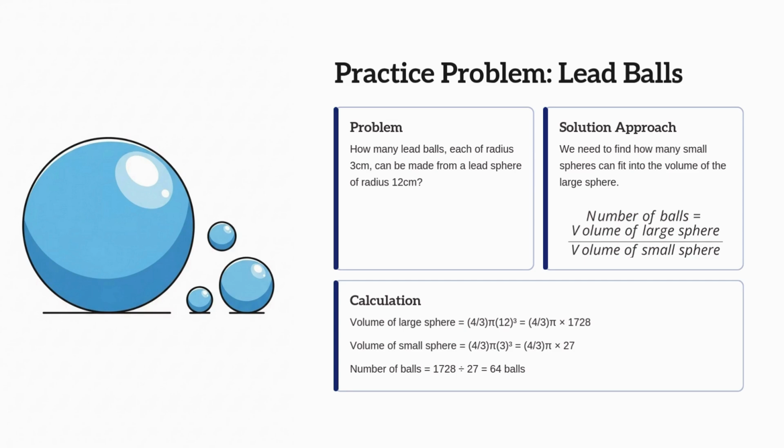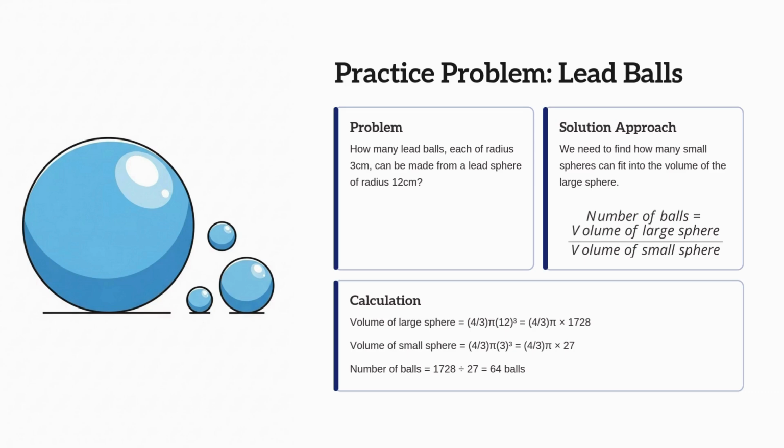Step 2. Volume of the large sphere. The formula for the volume of a sphere is 4 over 3 multiplied by pi multiplied by radius cubed. For the large sphere, the radius is 12 centimeters, so volume equals 4 over 3 multiplied by pi multiplied by 12 cubed. 12 cubed is 1728. So volume of the large sphere equals 4 over 3 multiplied by pi multiplied by 1728.